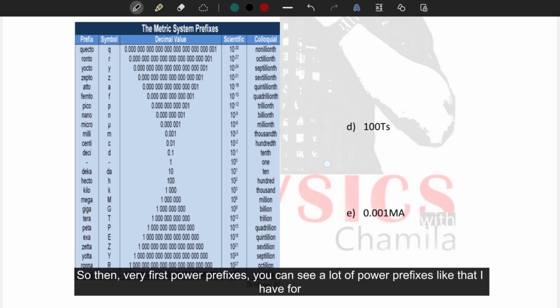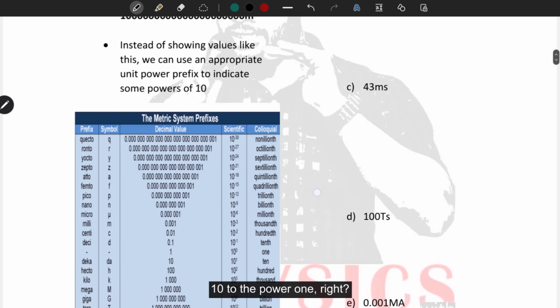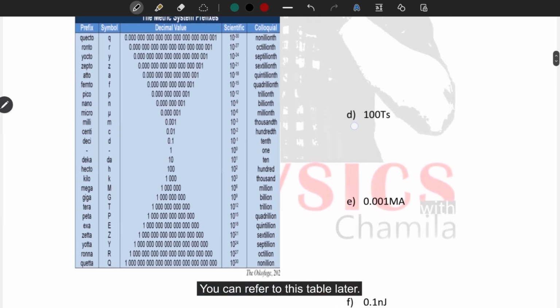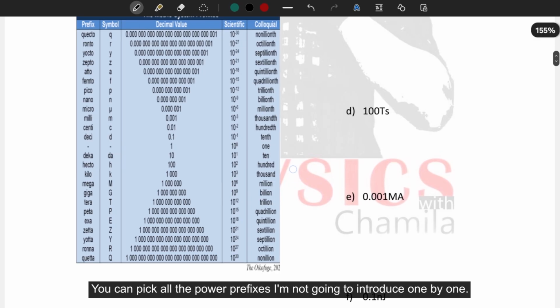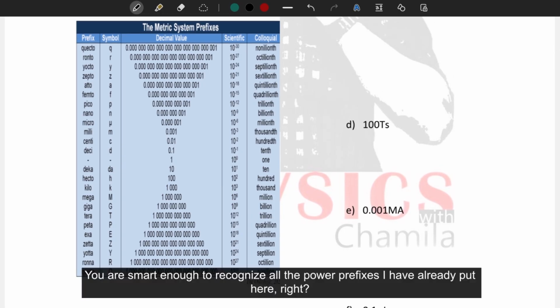You can see a lot of power prefixes, like 10 to the power 1. For example, let me explain. You can refer to this table later on, and you can pick all the power prefixes. I'm not going to introduce them one by one. You are smart enough to recognize all the power prefixes I have already put here.